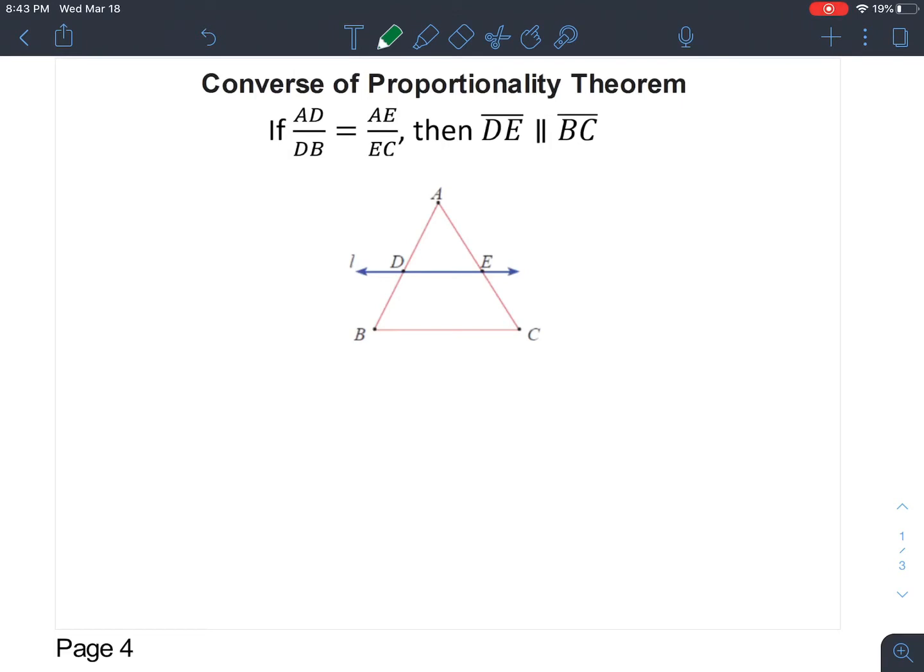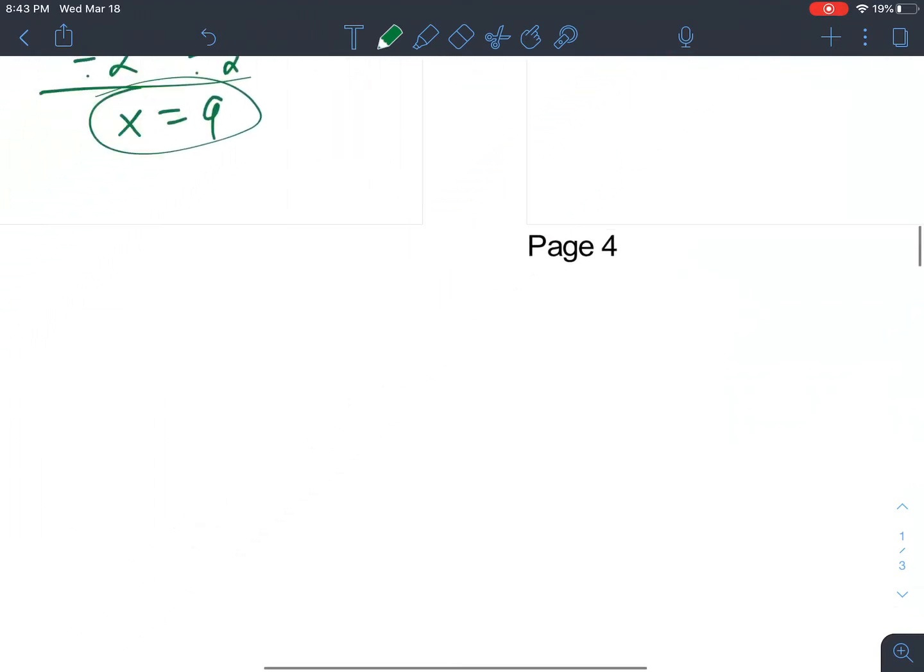Okay, you're not going to see so many questions with this though, but this is something that happens as well. The converse of the proportionality theorem is just saying that if we know that we have these two ratios and they are equal to each other, then that forces line DE, or in this case segment DE I suppose, to be parallel to BC.